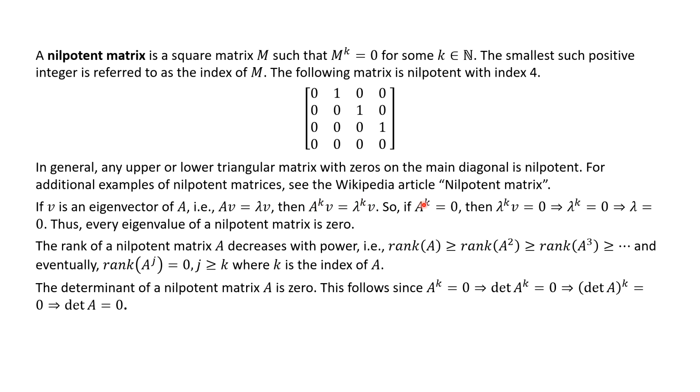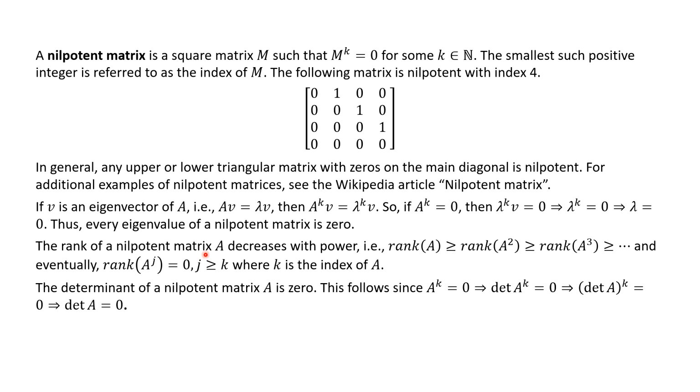So if A^k = 0, in other words, if A is nilpotent, then this would equal 0, and of course this would equal 0. But v is not equal to 0, so that means λ^k = 0, which implies that λ = 0. Thus, every eigenvalue of a nilpotent matrix is 0.